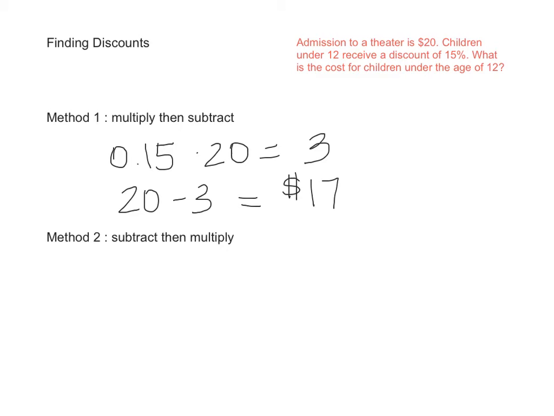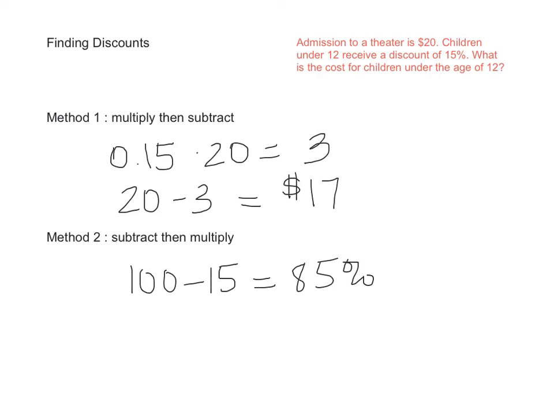Another method we can use is subtract, then multiply. In the case of subtracting, when you have 100% of 20, that's really $20. So instead of paying 100% of 20, we're really paying 100 minus 15%, which gives us 85%. 85% is what we're going to pay of the original price. So that's the subtraction part.